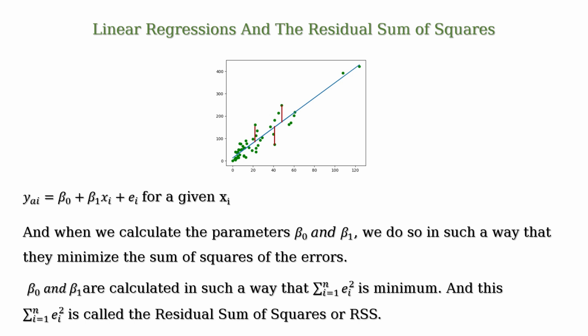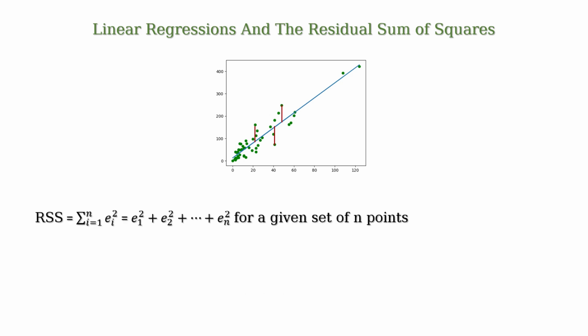In other words, beta 0 and beta 1 are calculated in such a way that summation from i is equal to 1 to n ei square is minimum, and this summation from i is equal to 1 to n ei square is called the residual sum of squares or RSS. So, RSS is equal to summation from i is equal to 1 to n ei square, that is equal to e1 square plus e2 square plus e3 square and so on for a given set of endpoints.